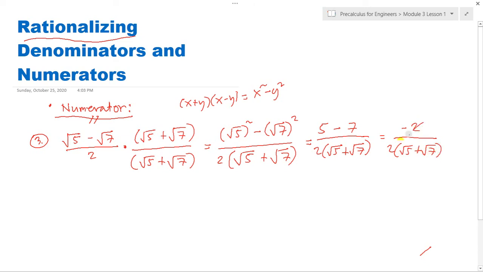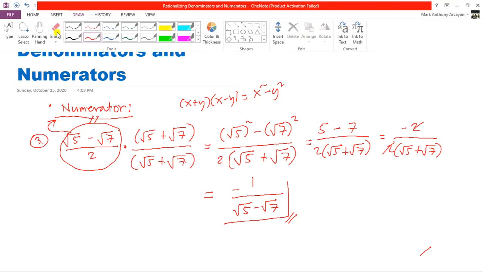So makancel out yung 2 natin. What's left is just the negative number. So we have negative 1 all over square root of 5 minus square root of 7. So this would be our final answer if we're given this expression, and then we're going to rationalize the numerator. So sabi dito, i-rationalize daw yung numerator. So let's go to the next example.